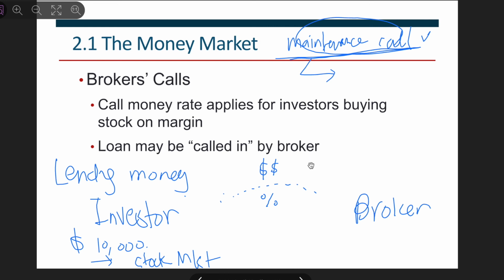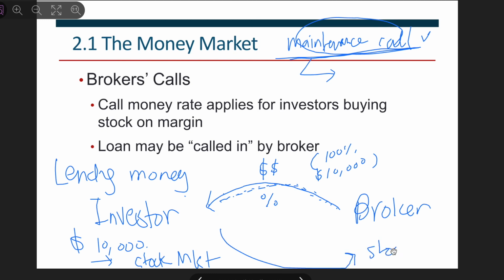So if the broker lends 100% of the investor's initial funding, the investor gets $10,000 more to use to purchase stock in the stock market, right? So that's how the broker's money goes to the investor to be redirected to the stock market.